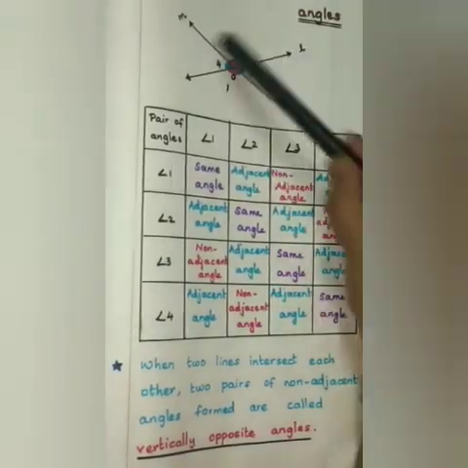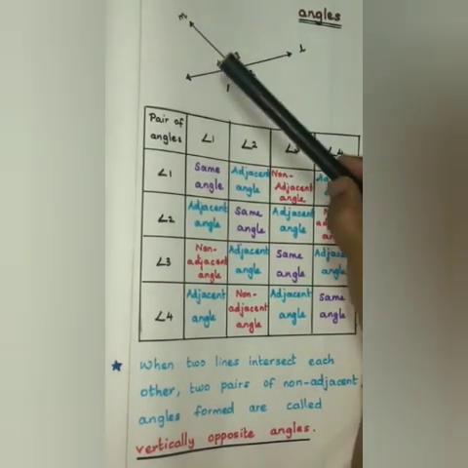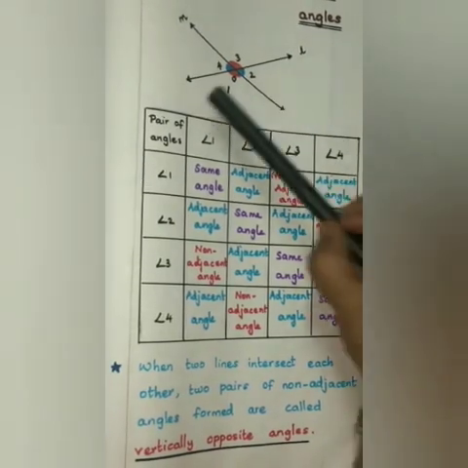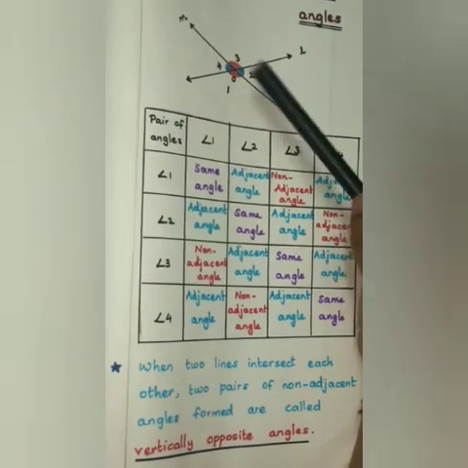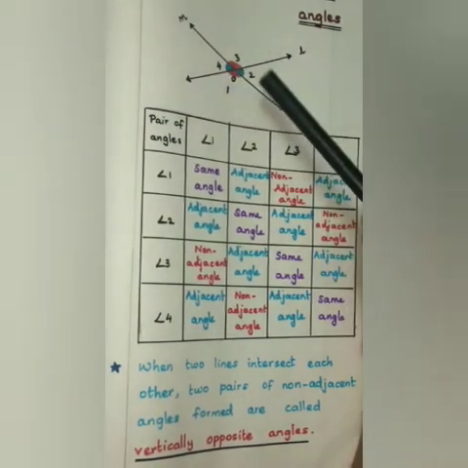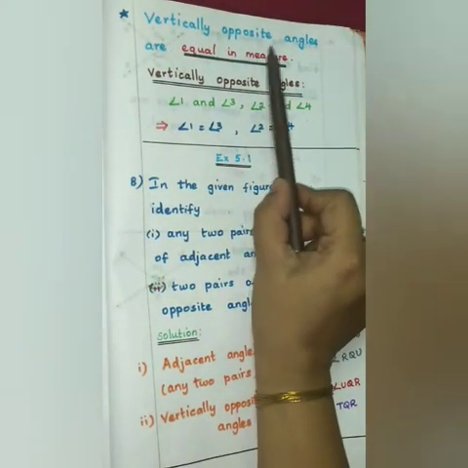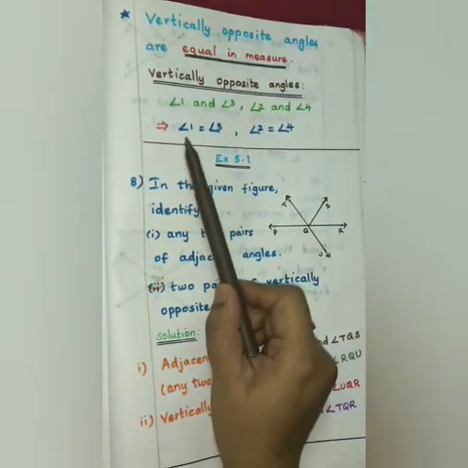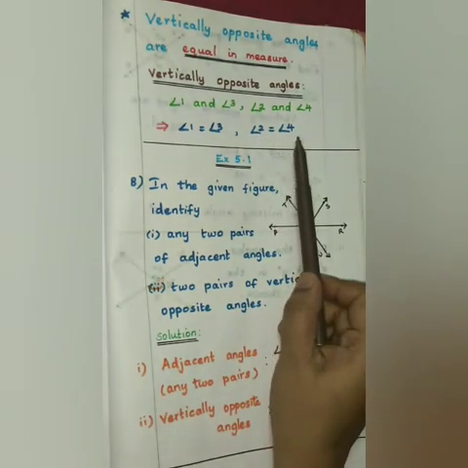When two lines intersect, two pairs of non-adjacent angles formed are called vertically opposite angles. Here angle 1 and angle 3 are vertically opposite angles and angle 2 and angle 4 are vertically opposite angles. Vertically opposite angles are equal in measure. So angle 1 is equal to angle 3 and angle 2 is equal to angle 4.